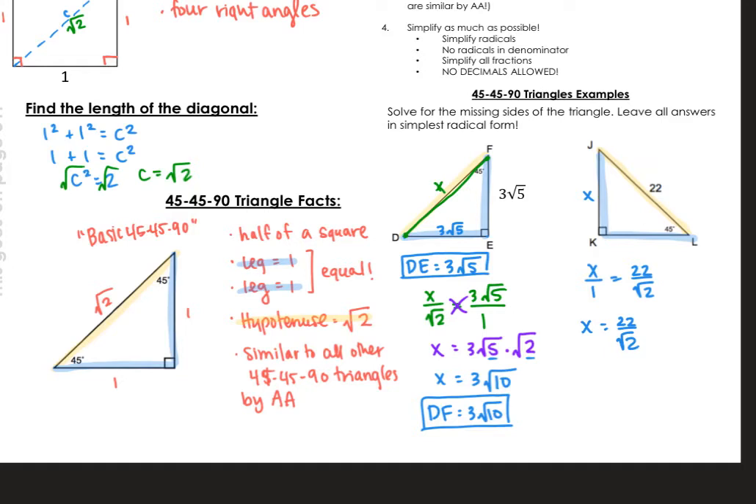But remember, we can't have a radical in the denominator, so we have to use our big 1. And we multiply straight across. So 22 square root of 2 over 2. Next thing we need to check is if we can simplify these numbers on the outside, and we can. 22 divided by 2 is 11. So we have 11 square root of 2. Now I have my answer. That means I have JK. And since JK and JL are equal, we know that they both equal 11 square root of 2.